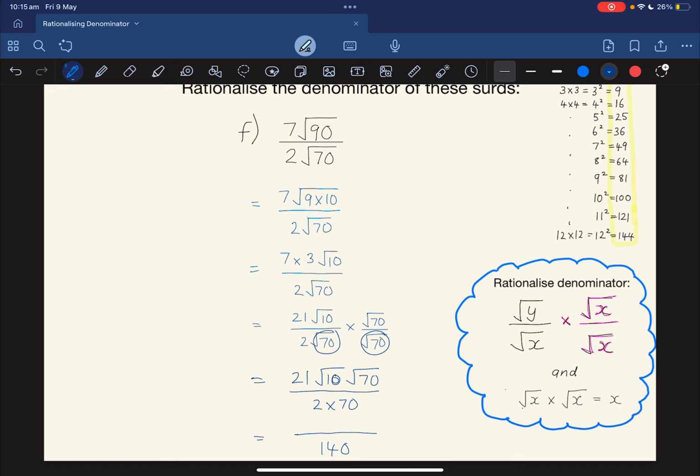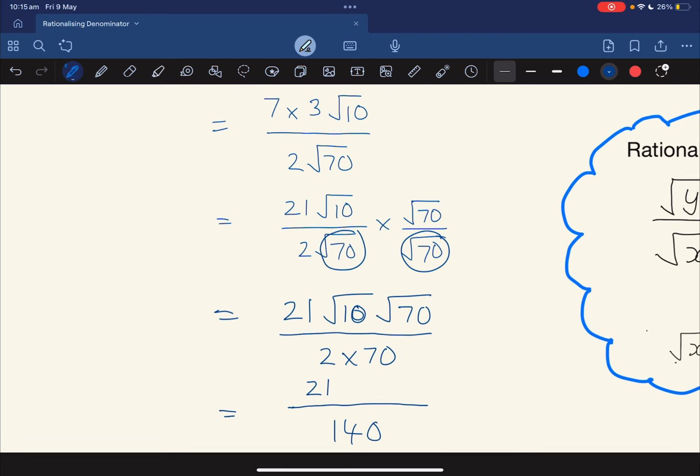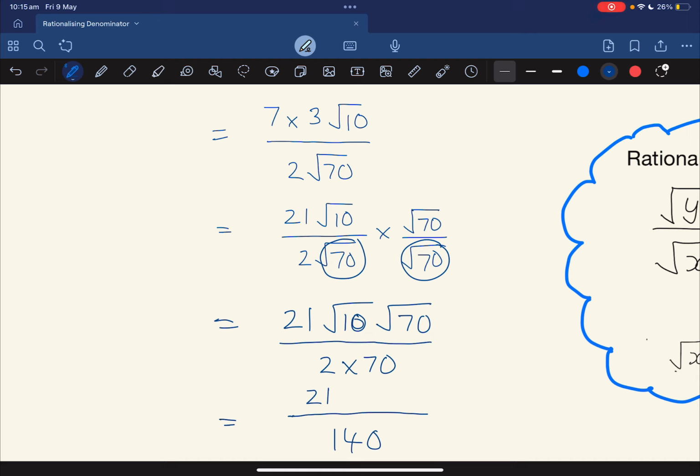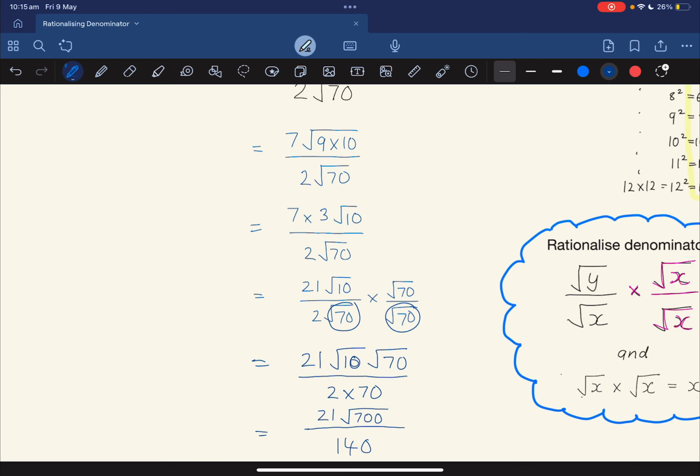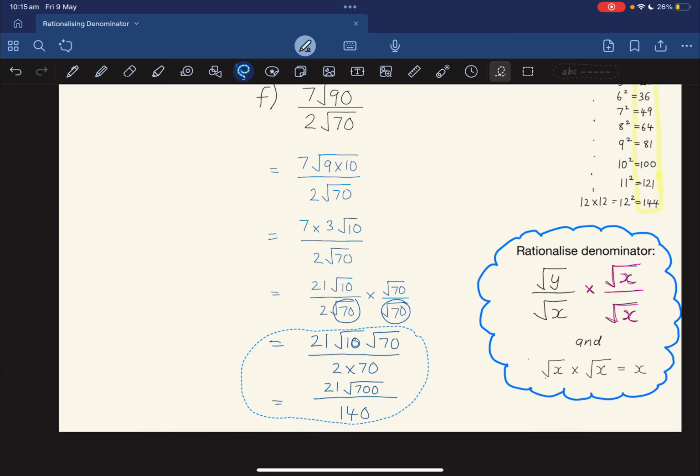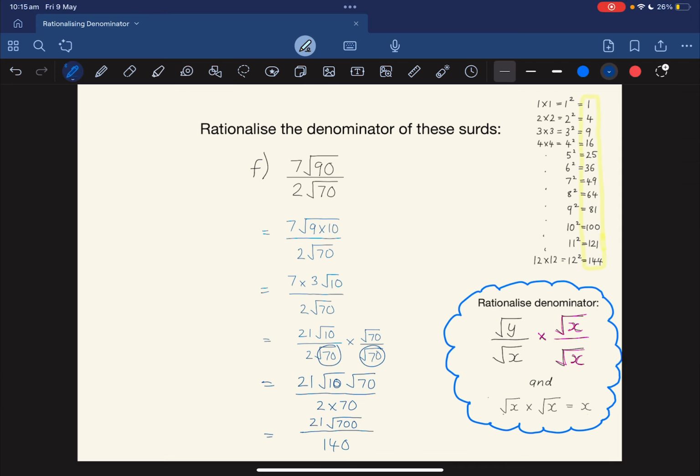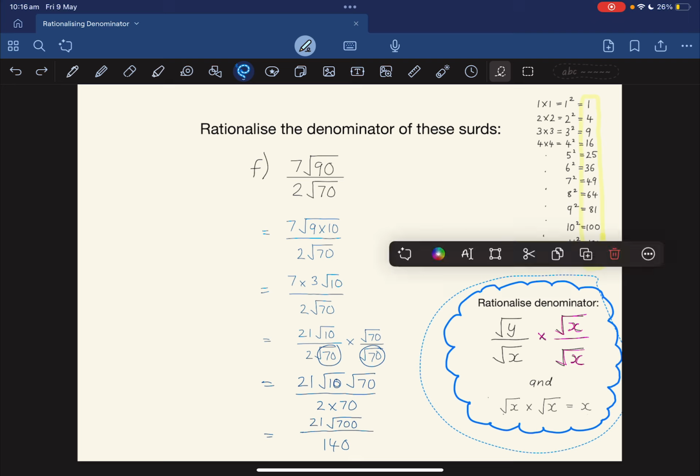And what else have we got? Okay, we can write 21. Why haven't I zoomed in before? 21 root 700. And then if things end in 700, if they end in 100, we're happy because 100 is a square number. Look at that. So let's make it a bit simple. Let me just get rid of this. That might help.